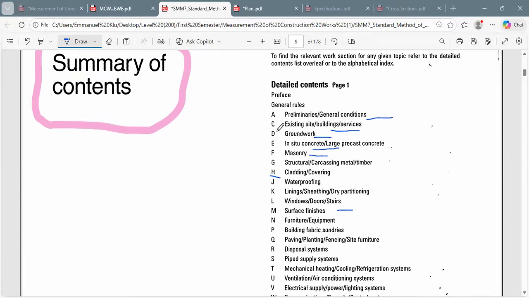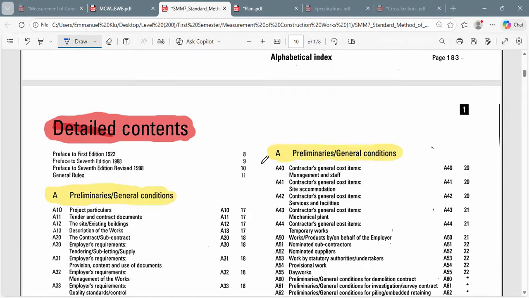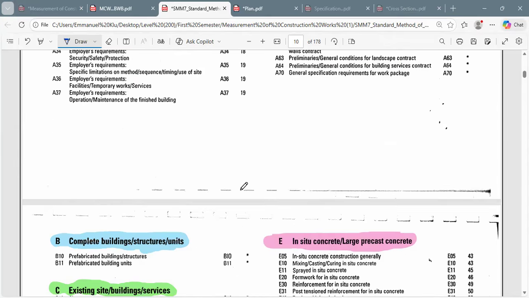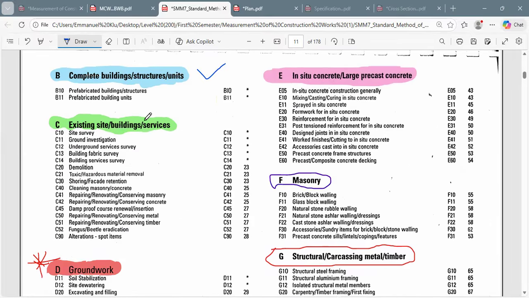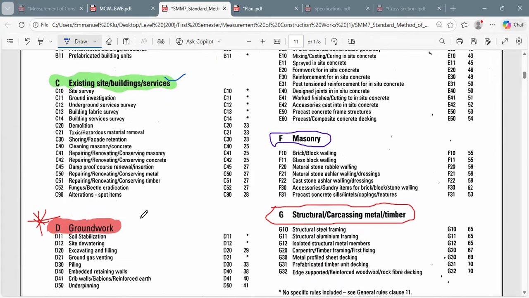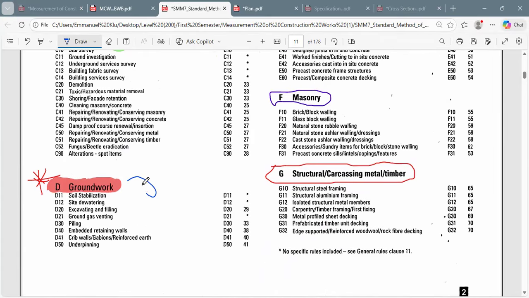The one we want to do now is excavation. Excavation is groundworks, so let's go and look for it. If you come here, you can see the detailed content. This is still A, and this is B. B is the complete building structure or unit. C is existing site, building, and so on. And D, the one we are looking for, is groundworks. The one we are doing now is excavation. Excavation is D20. You see D20.